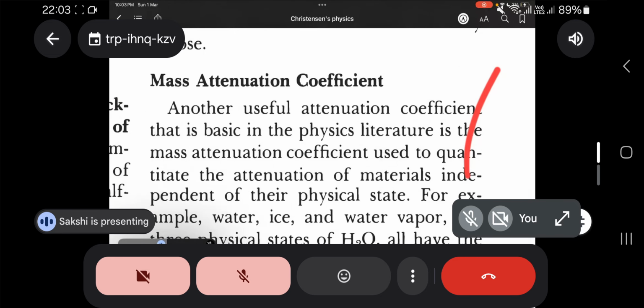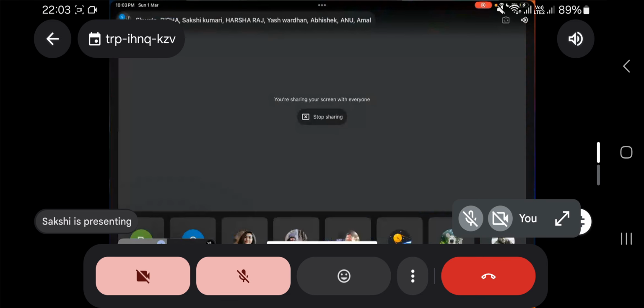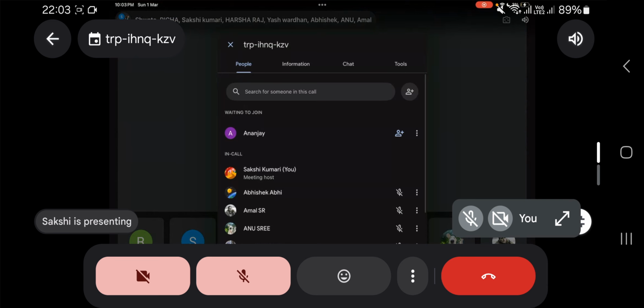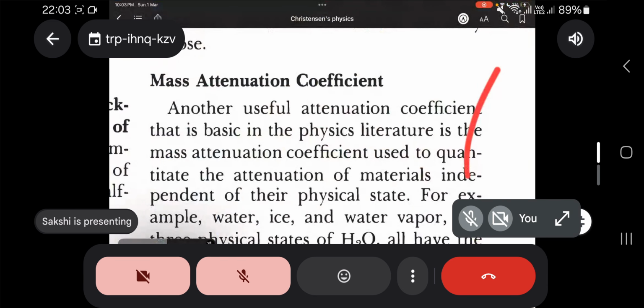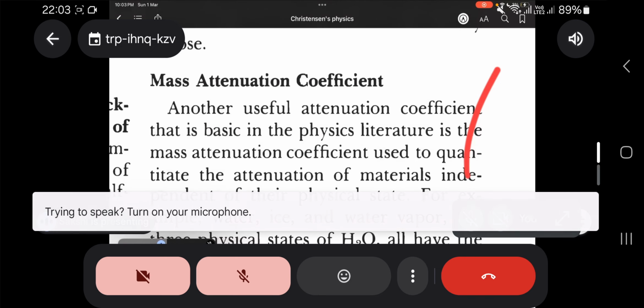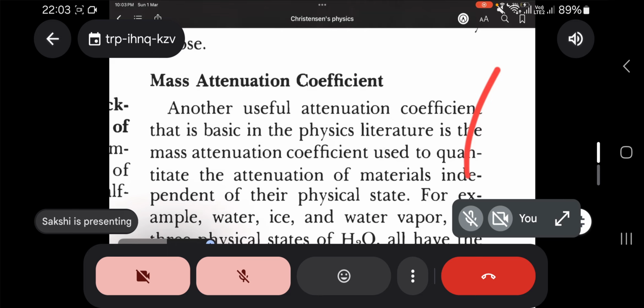Now next is coming, that is mass attenuation coefficient. Can you define for me what is mass attenuation coefficient? Anyone, please explain. Ma'am, the amount of X-ray absorbed per unit gram centimeter. Gram centimeter means what? Square centimeter, ma'am. Is it the area or the volume?